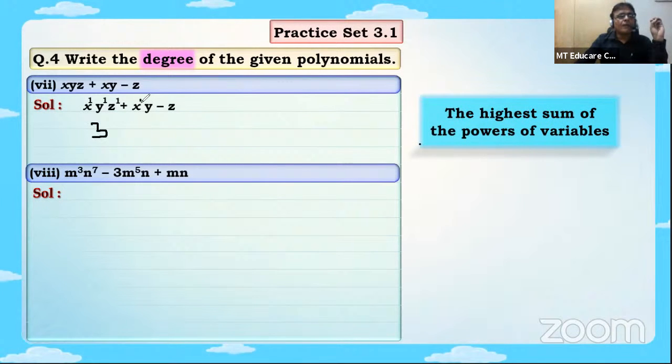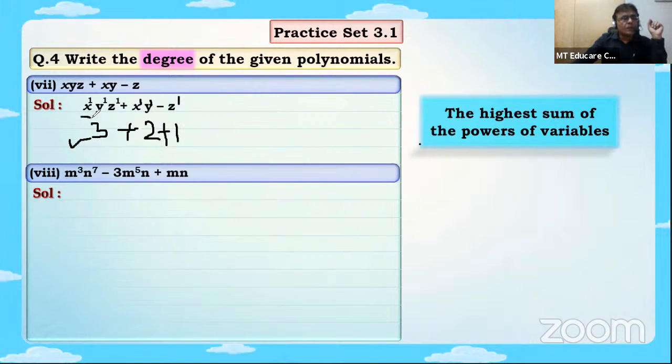Look at the power here, power 1, power 1. So the power of this next term is 2 and the power of the last term is 1. Now tell me, what is the highest power? 3. Therefore, the degree will be 3. Sir, can we add all these powers here? 3 plus 2 plus 1. No students. We cannot add.